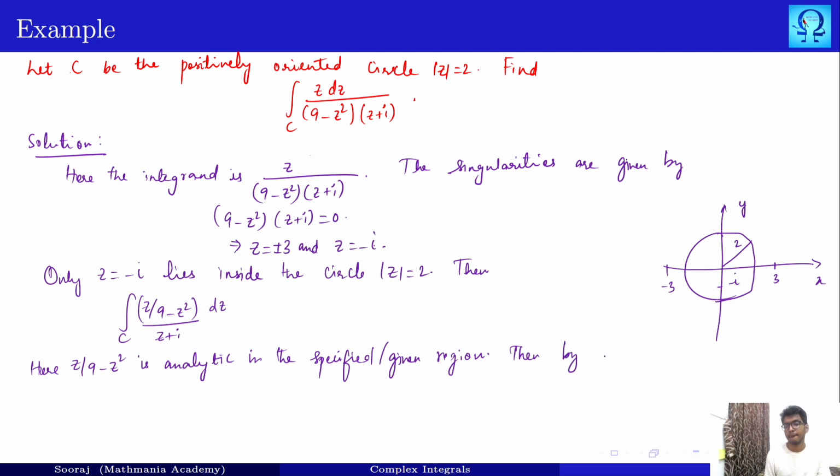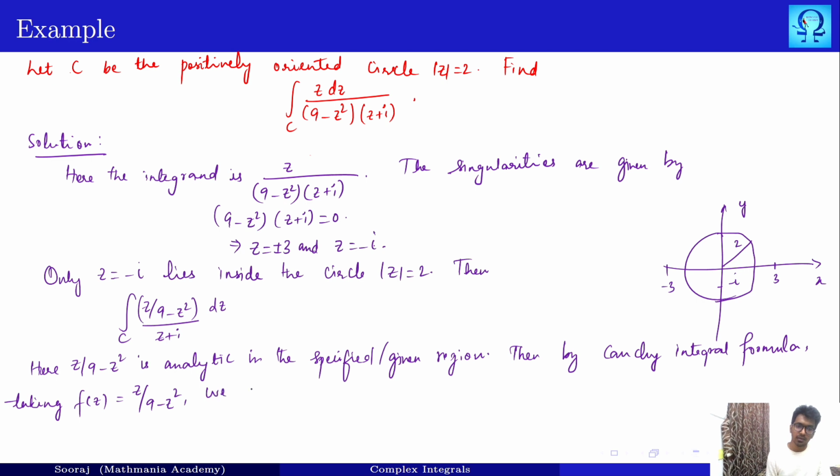Then by Cauchy integral formula, okay, so taking f of z as z upon 9 minus z square, we get integral over c z upon 9 minus z squared, or we can simply write the given thing itself, z dz upon 9 minus z squared, z plus iota equals 2 pi I times f of minus iota, right? It is 2 pi I.